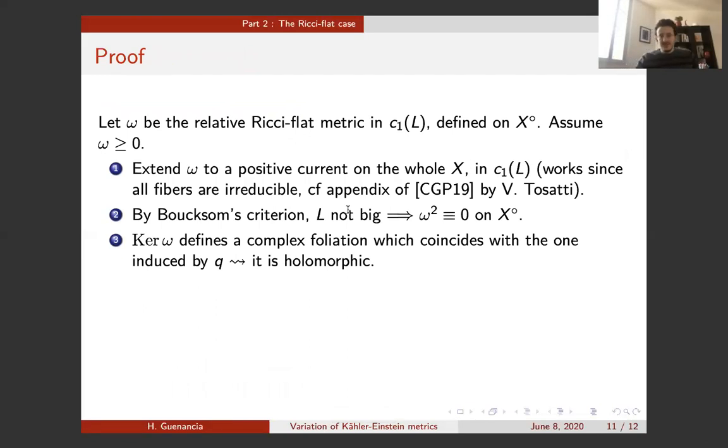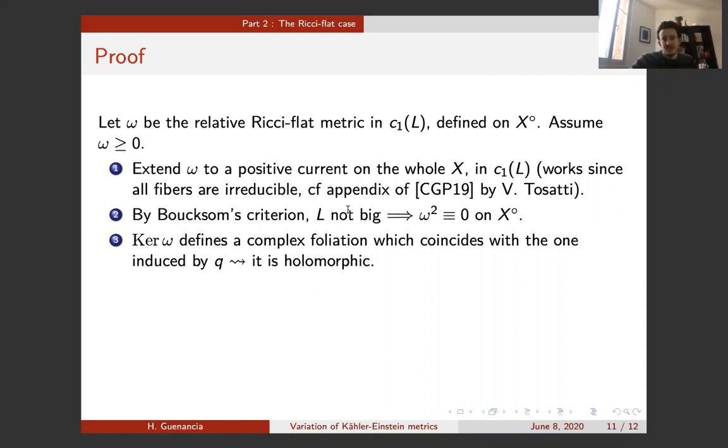Okay, the kernel of omega, which is a one-dimensional complex foliation, has to coincide, and again, there's a little computation to be done here, but it's really not difficult. Essentially, omega is actually the pullback of a metric on P1 by the map Q. So it tells you that the kernel of omega has to coincide with the foliation induced by Q, at least on the opens where it makes sense.